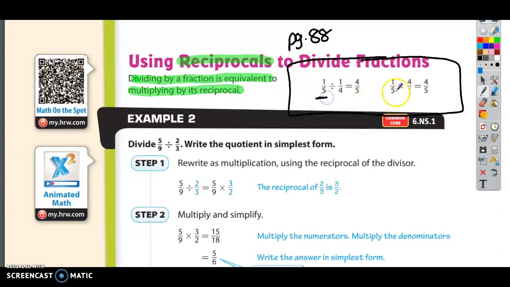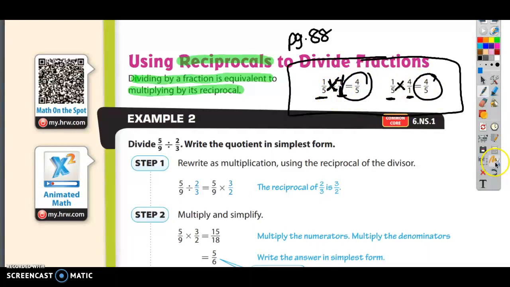Our first fraction, 1/5, stays 1/5. Nothing ever changes about the first fraction. The operation changes from division to multiplication, and the second fraction is what changes. 1/4 changes to its reciprocal of 4/1. So you always just take the first fraction, leave it alone, take the second fraction, and rewrite it as its reciprocal, and then change it to multiplication, and then you can see that 1 times 4 is 4, and 5 times 1 is 5. The answer is 4/5.